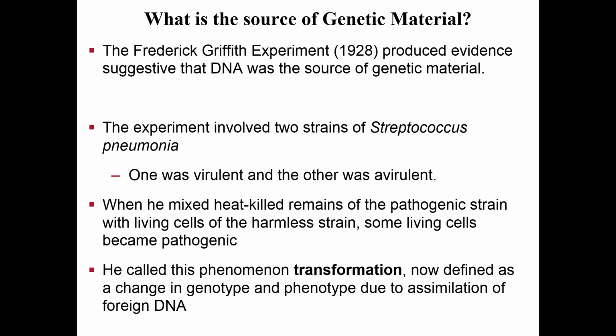So here, looking at his experiment, it's brilliant. You have 2 strains of Streptococcus pneumoniae. This bacterium causes pneumonia. Pneumococcus is another name for it, kind of the common name. And you have one strain that's virulent, meaning it's going to cause disease. It's pathogenic. And then you have another strain of the bacterium that's identical, except for the fact that it's avirulent. It's non-pathogenic.